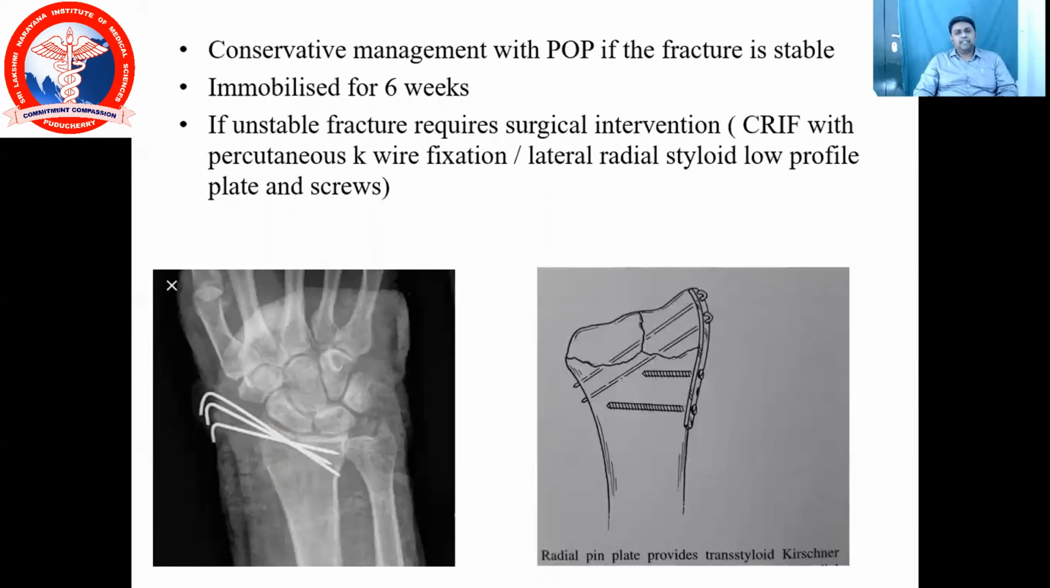You can do a conservative line of treatment as well as a surgical line of treatment. In conservative treatment, you reduce the fracture and put a POP for 6 weeks. And if the fracture is unstable, that means you reduce it and it again collapses, then you do open reduction internal fixation with multiple K-wires, percutaneous K-wire fixation you could do. Otherwise, you can do a lateral styloid process low profile plate or screws. The second picture shows the plate kept over the lateral surface of the distal radius, these small mini plates.